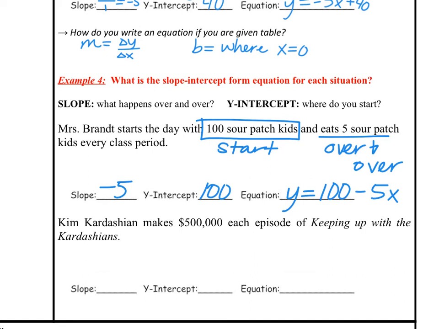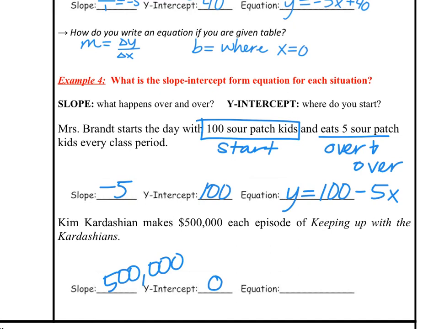And the last one's Kim Kardashian. This is actually true. I looked this up. Makes $500,000 each episode of Keeping Up with the Kardashians. Each episode. Wait, let's do the math here. So there's 17 seasons. $500,000 happens over and over for Kim Kardashian. Don't you wish that was you? And then hypothetically, before the season starts, how much has she made from episodes? None, 0. If my theory was right. From this season, current season, she's made 0.